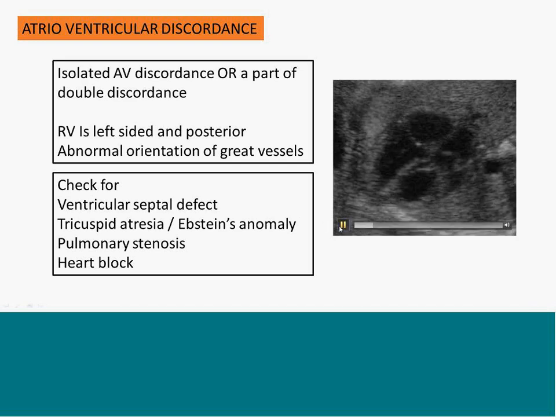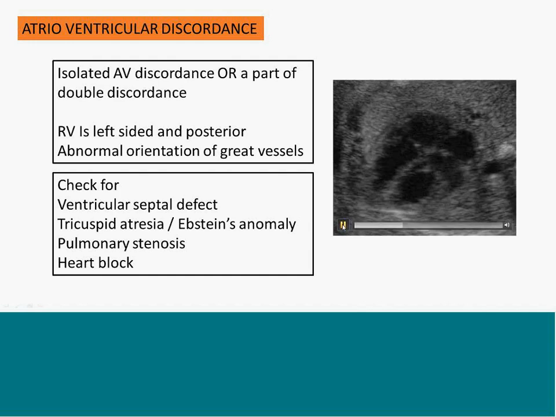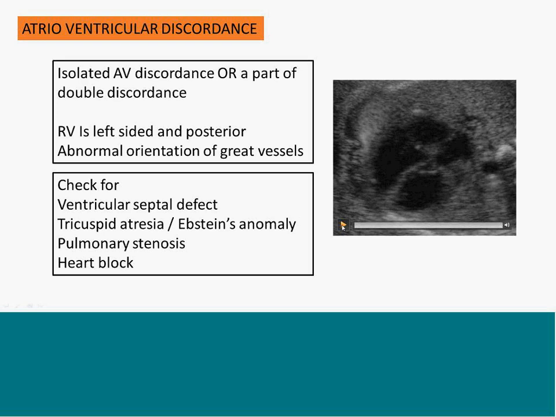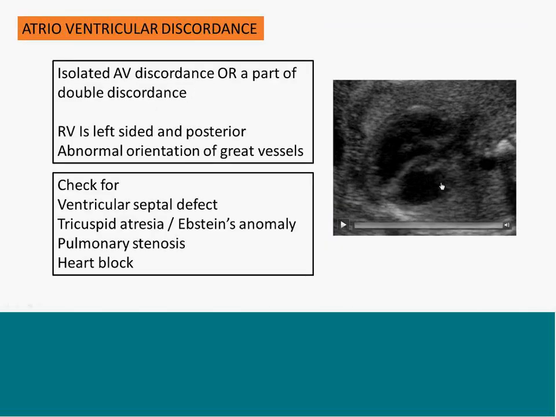The other way to suspect the atrioventricular discordance is that in this situation, the right ventricle is going to be posterior. So if you get a sagittal cut of the baby, the LV will be anterior to the right ventricle. So that's another clue to suspect that the ventricular looping is not normal. So this is the situation where you have L-looped ventricles.